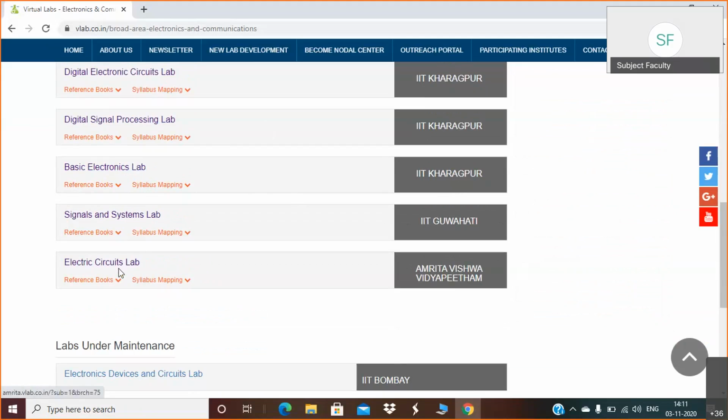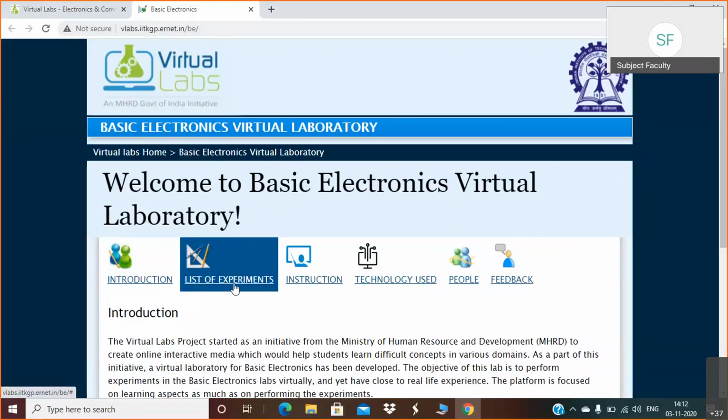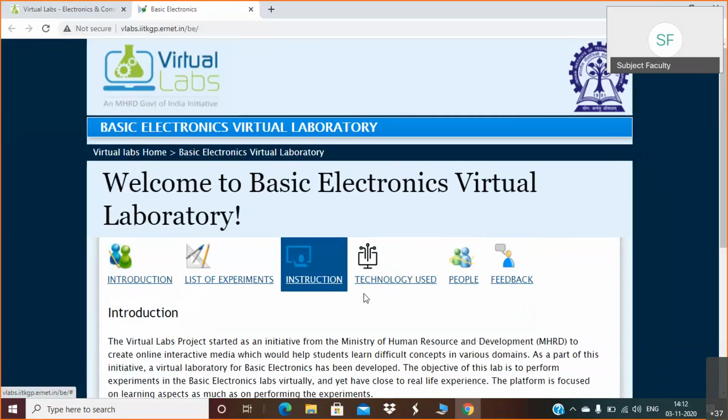There are different labs: electric circuits, signals and systems. We require this particularly. Whichever practical we are going to perform, the analog part specifically, it is there in this basic electronics lab. So you have to click on basic electronics lab. Then you can observe a window will appear. Here there is introduction, list of experiments, instructions, technology used, people and feedback. So everything is mentioned here.